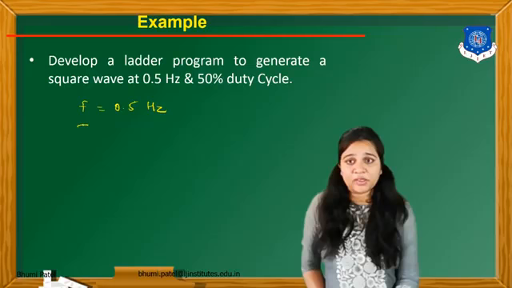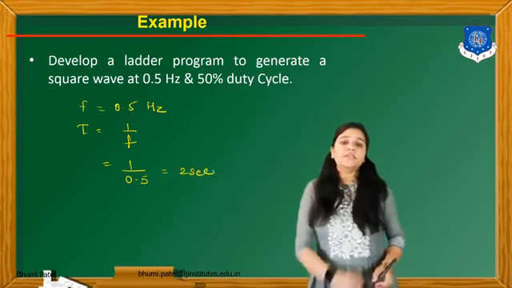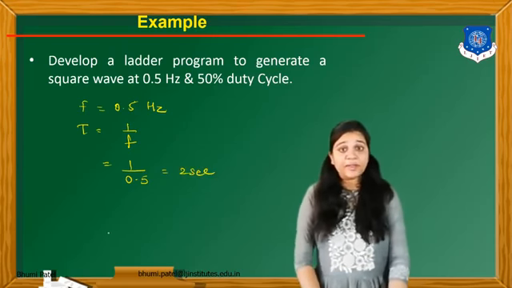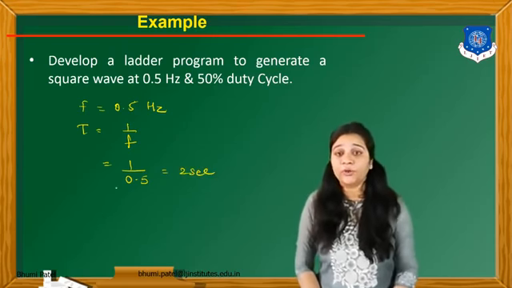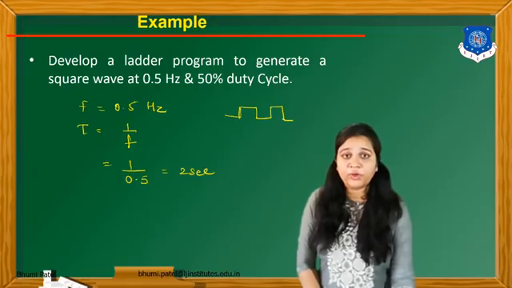So what is the equation for T? T is equal to 1 by F, that is equal to 1 by 0.5. So we get 2 seconds. So we can find the preset value, 2 seconds. And they have given the 50% duty cycle, and we have to generate the square wave. Our total time is 2 seconds.